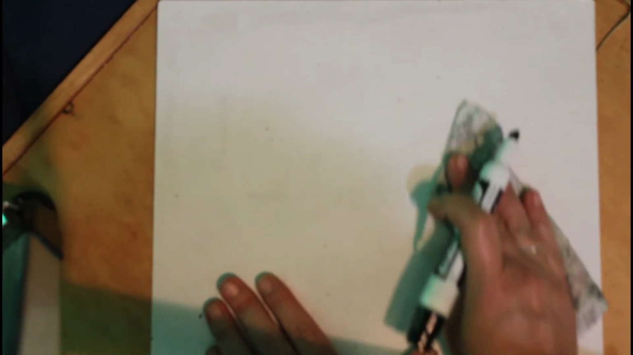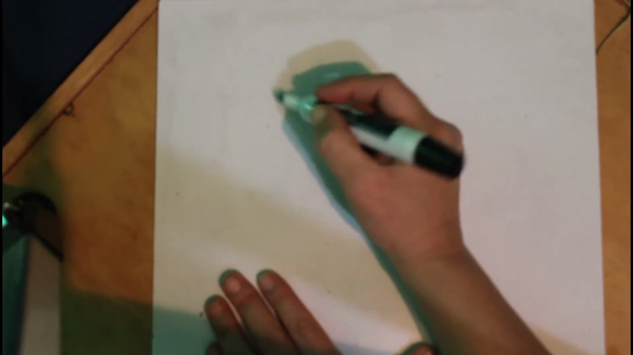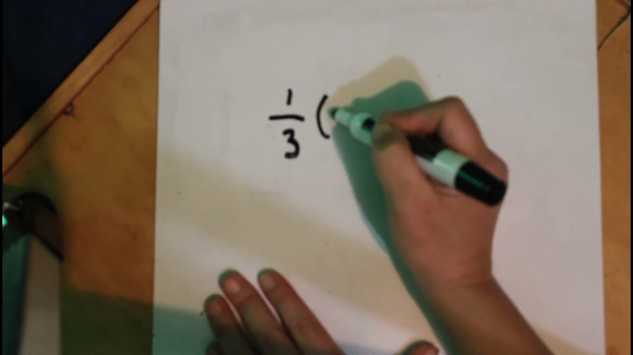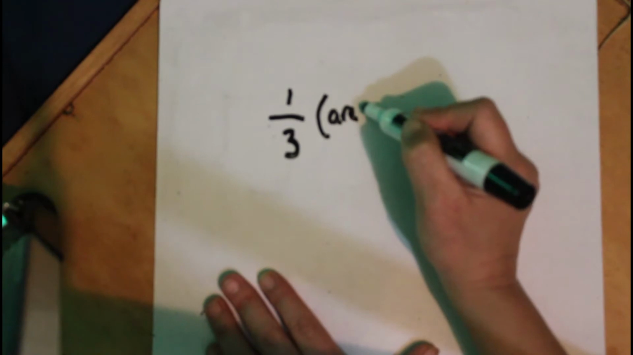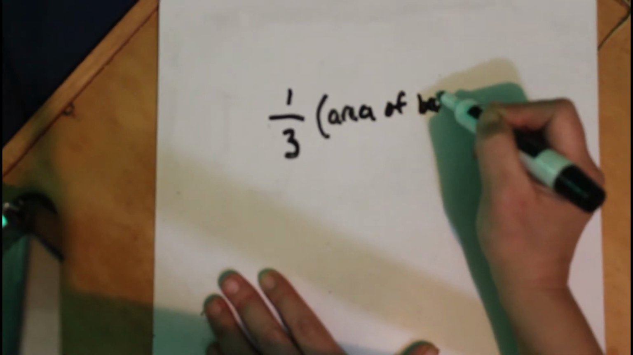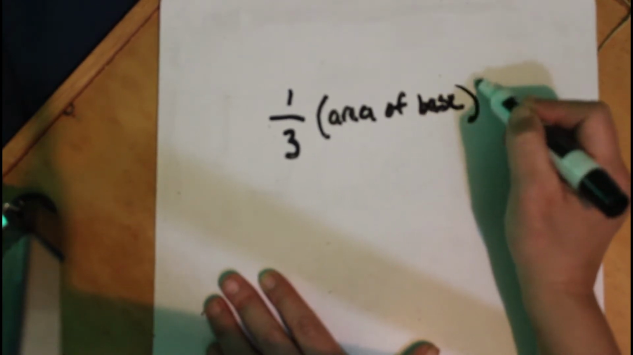Alright, volume of pyramids and cones. The volume of a pyramid or a cone is equal to 1/3 the area of the base times the height. So it's just a simple formula. 1/3 area of the base times the height.